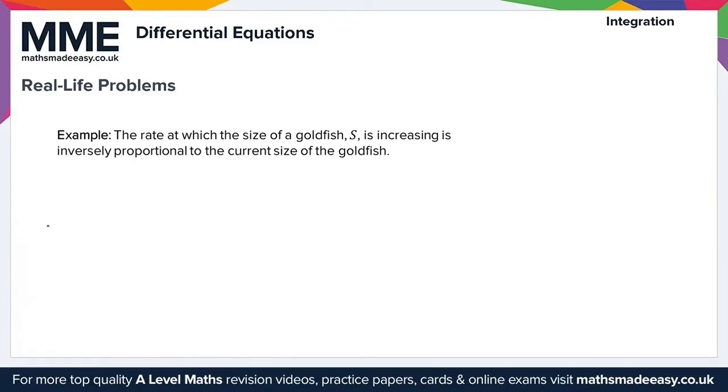Well, the first thing to note here is ds by dt is the rate of change of S, the size of the goldfish, with respect to t, which is time. And this is inversely proportional to S. So in that case, we can express this here as k over S, for some constant k there. Now as we can see from this example, real life differential equations often don't use x and y, but they will use other variables. However, they can be solved in exactly the same way.